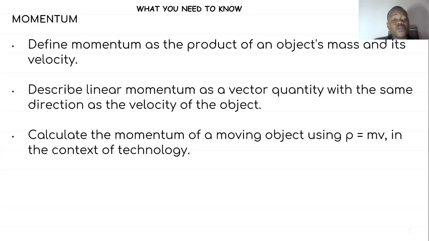Then we must be able to calculate the momentum of a moving object using P is equal to mv in the context of technology. And you will see as we get into this particular topic, we will know that P represents the momentum, m represents the mass, and v represents the velocity of the object.